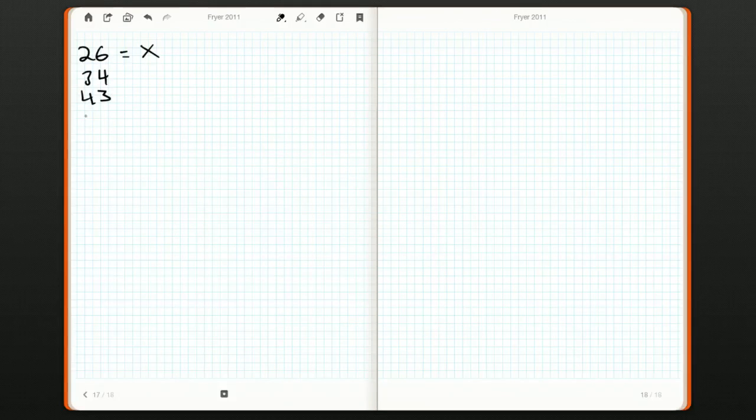34, we had 43, we had 62, we had 37, and we had 73. Both of those are prime, so they're not going to work. 62, that's 2 times 31. That's not going to work. 43 is a prime, it's not going to work. 2 times 17, not going to work.